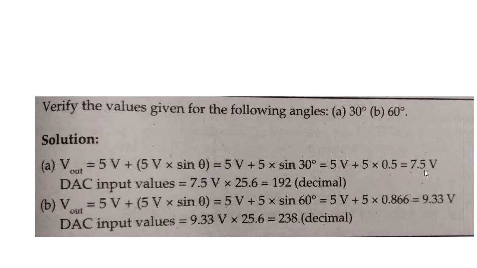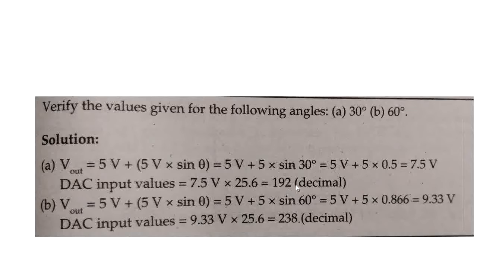After that, this 7.5 volts I need to apply to my DAC device. That 7.5 I need to multiply with 25.6, that is equal to 192. So this is the value I need to apply to the DAC device. Whenever I apply this value to the DAC device, it will convert it to the respective voltage of the sine waveform.